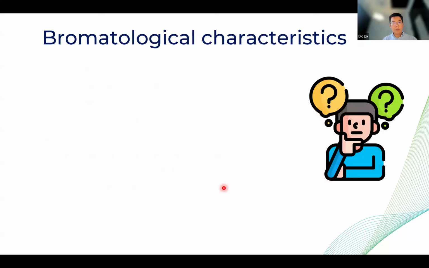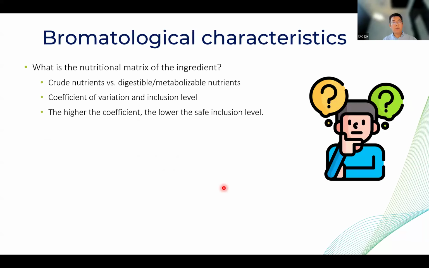Other points to consider: the bromatological characteristics of the ingredients. So what is the nutritional matrix of the ingredient? We normally start with the crude nutrient, but we need to find the digestible, metabolizable nutrients. Variation is important because the higher the variation in the nutritional matrix, normally we have a limitation in the inclusion level. So the higher the coefficient of variation is, the lower the safe inclusion is.